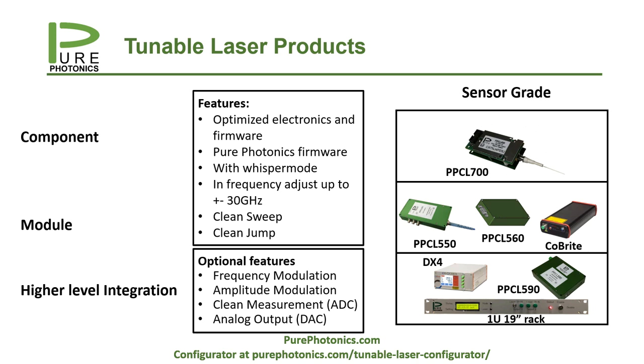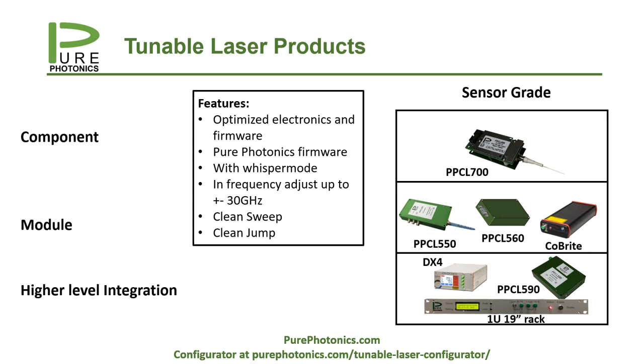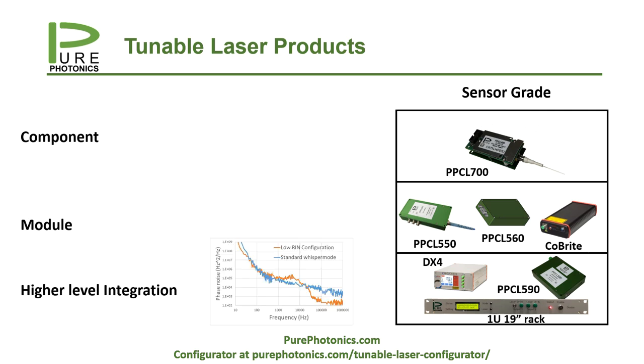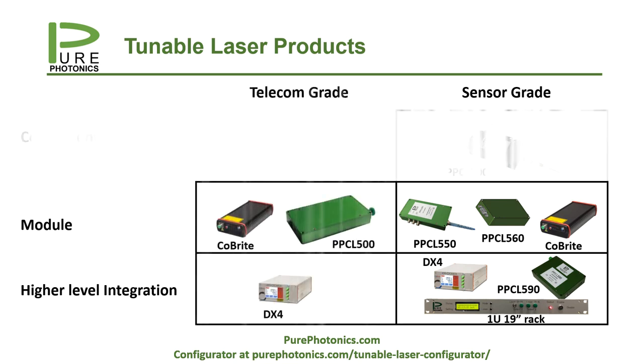Note that most features are optional and must be selected upon ordering. Also, note that if you select amplitude modulation, you can choose a bandwidth of 50 kHz or 1 MHz. In the latter case, the RIN reduction in the 50 kHz to 10 MHz range is not available. Also note that for the module level products, the enclosures, the maximum number of inputs and outputs is 3. So you can't have AM, FM, clean measurement and analog output.